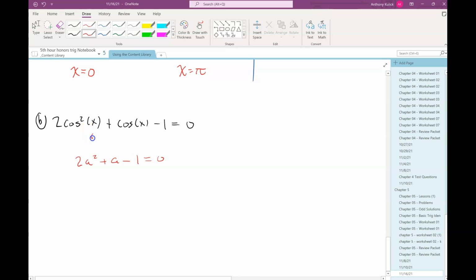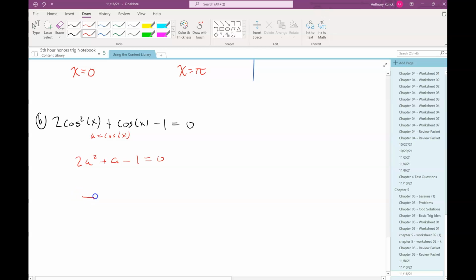And note that this is really the same problem as before, where I've just taken all my cosine x's and replaced them with a's, right? Okay. So there's two different types of quadratic factorings that we've run into. There's one method where the leading coefficient is 1, and there's another method when the leading coefficient isn't 1. Which case are we in here? What's the leading coefficient this time? The leading coefficient? 2, which means that we're going to have to do the longer version of factoring.